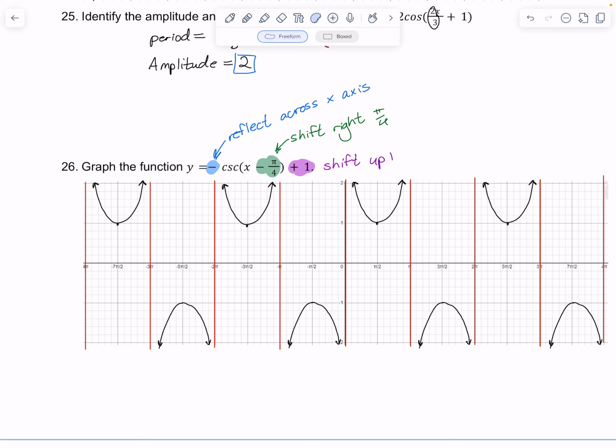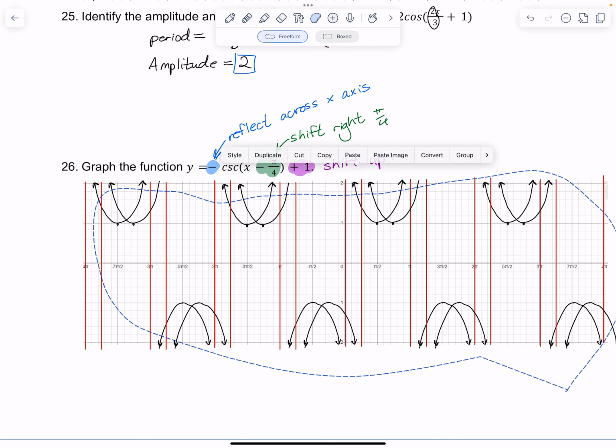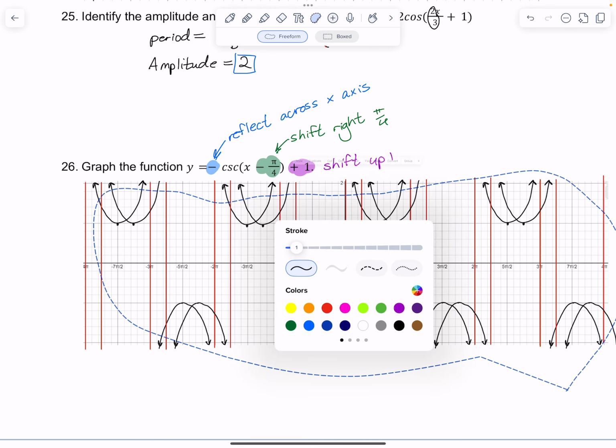So first thing I'm going to do is take the whole thing and shift it right by pi over 4. So that's about it. It's shifted right by pi over 4. And I will make it green. There we go.